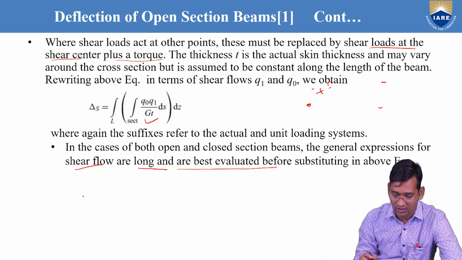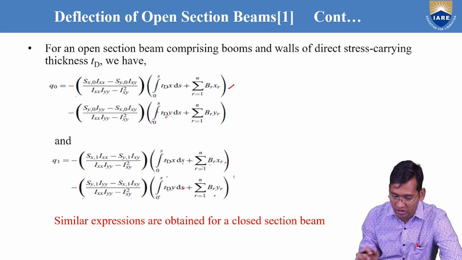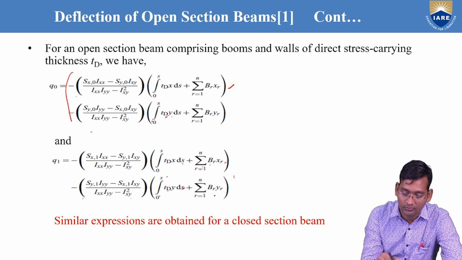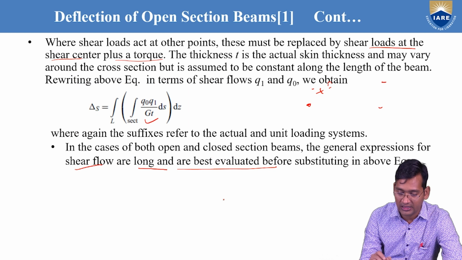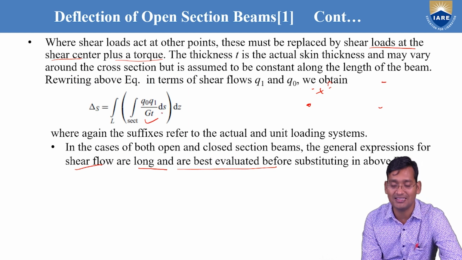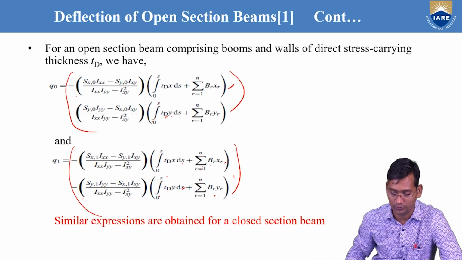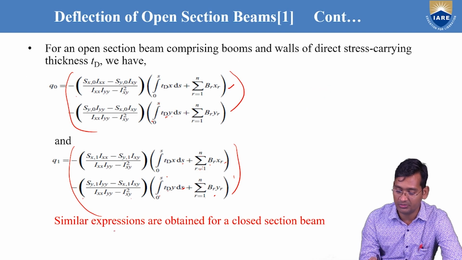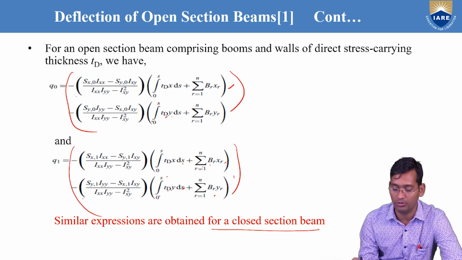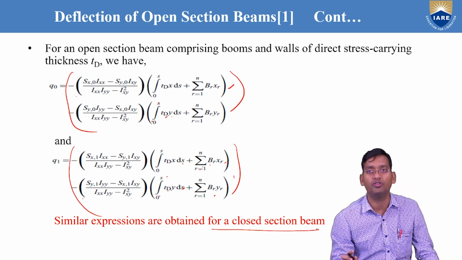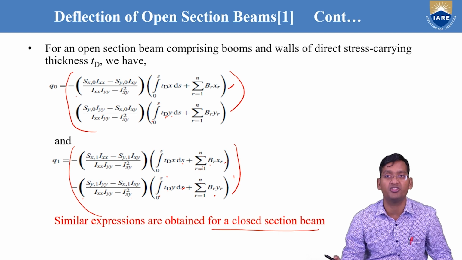Now see what to substitute here. This whole thing multiplied by this whole thing will give you q1 q0 into ds by G t into dz. Then you will get the final delta S value. Similar expressions are obtained for a closed section beam also. For the closed section beam, we just have to include q_s,0, the hoop stress value.